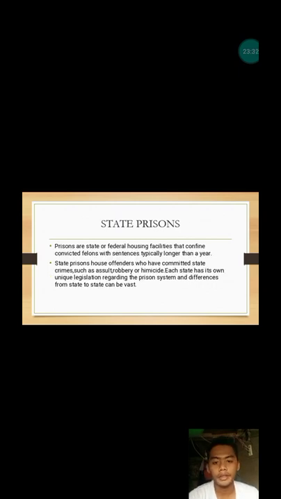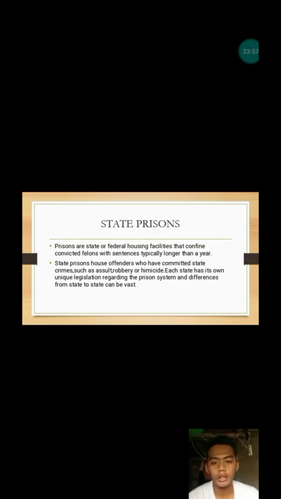State prisons. Prisons are state or federal housing facilities that confine convicted felons with sentences typically longer than a year. State prisons house offenders who have committed state crimes such as assault, robbery, or homicide. Each state has its own unique legislation regarding the prison system, and differences from state to state can be vast.